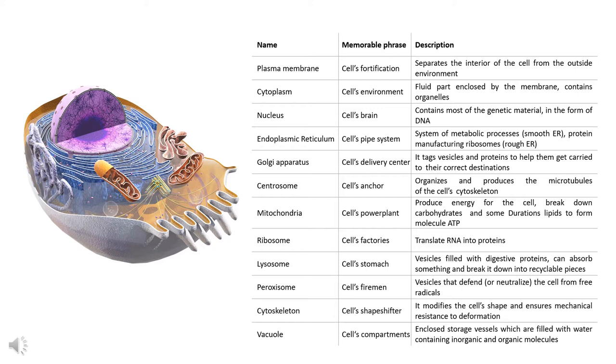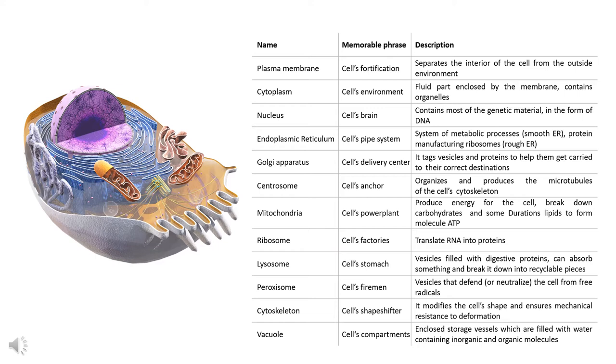Now coming to the powerhouse of the cell. What is the powerhouse of the cell? Where all kinds of power generation happens, that is the mitochondria. They produce energy by breaking down carbohydrates and lipids, which forms molecules like ATP.